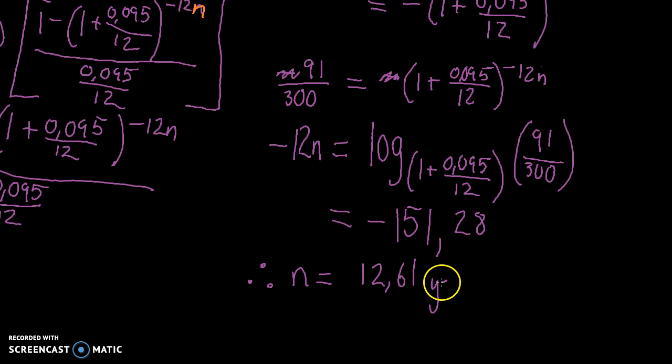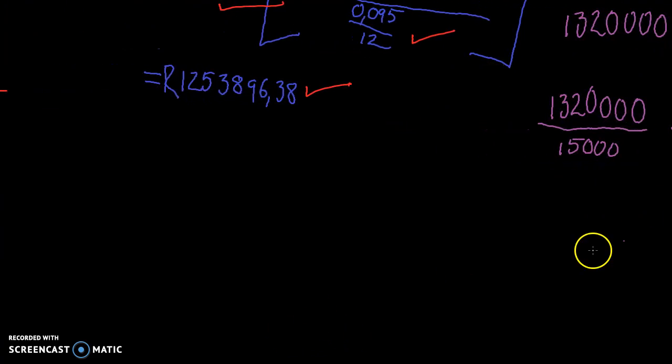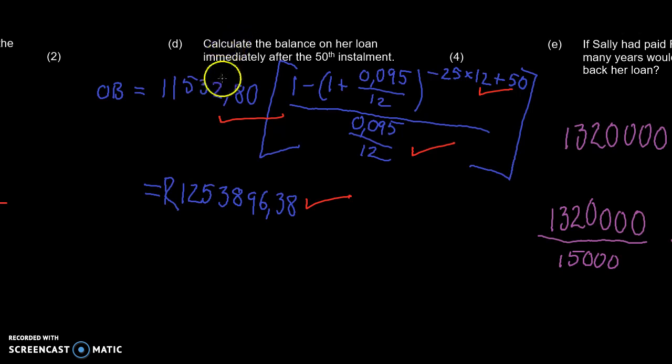12.61 years, which of course is a lot less than originally, and we're only paying, what, 3,500 Rand more? So it just shows that it works out better.